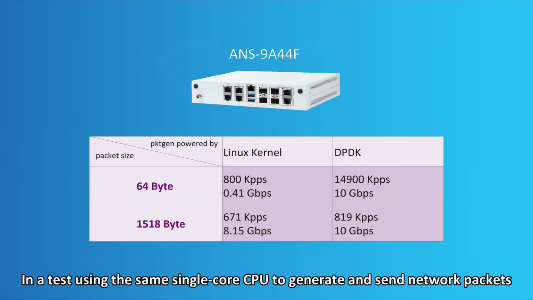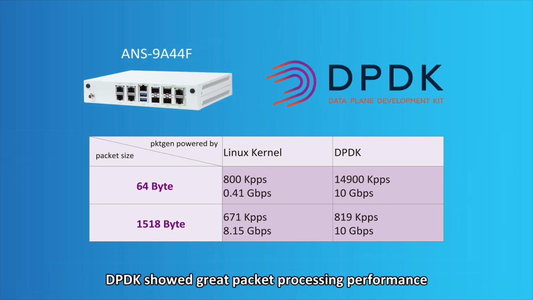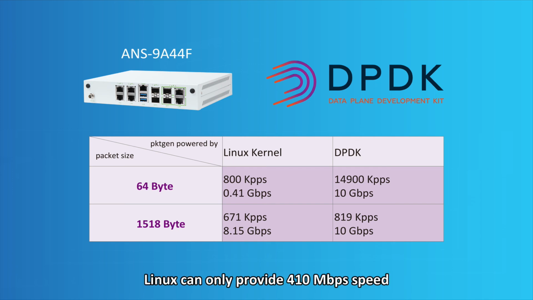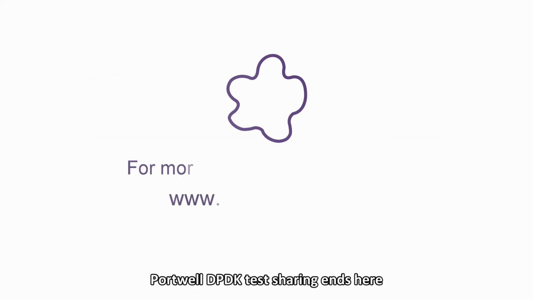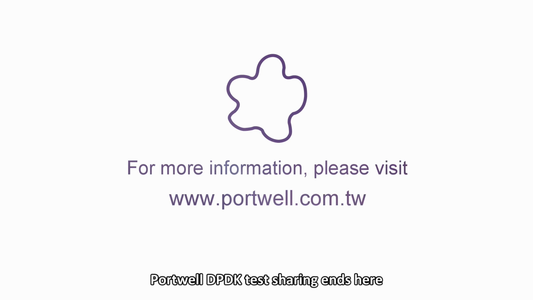In a test using the same single-core CPU to generate and send network packets, DPDK showed great packet processing performance, especially for small packets. Linux can only provide 410 megabits per second speed, while DPDK can provide up to 10 gigabits per second. Portwell DPDK test sharing ends here.